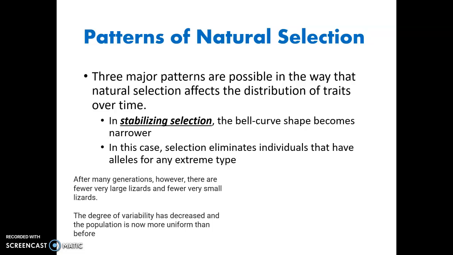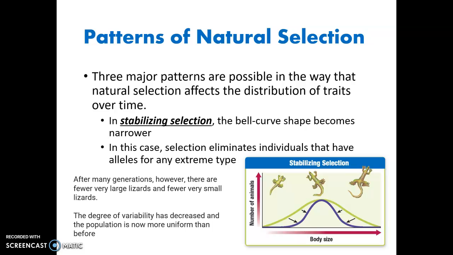When we talk about stabilizing selection, basically this bell curve shape is going to become narrower. In this case, selection is going to eliminate individuals that have alleles for any of the extreme types. The example that your book gives is lizards. After many generations, there were fewer very large lizards and fewer very small lizards, okay? So this is just showing you that the degree of variability has decreased and the population becomes more uniform.